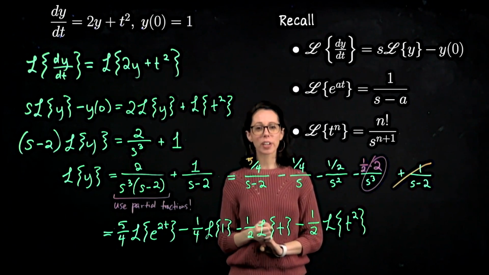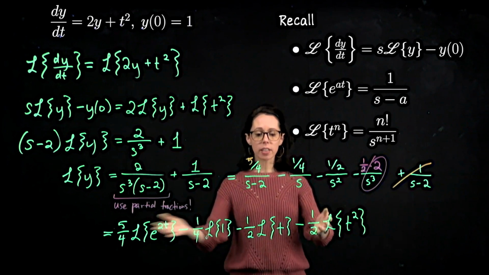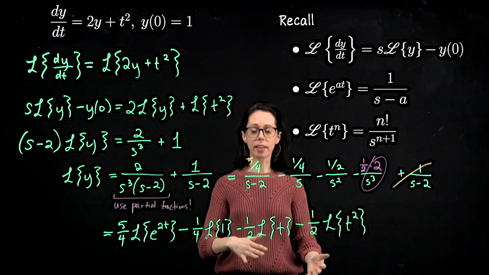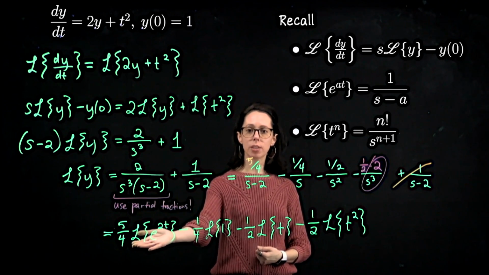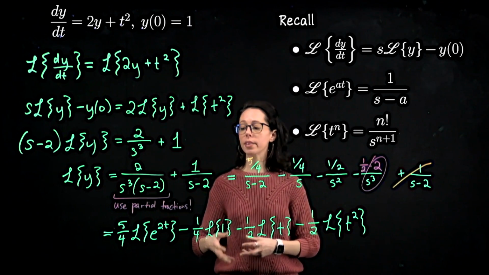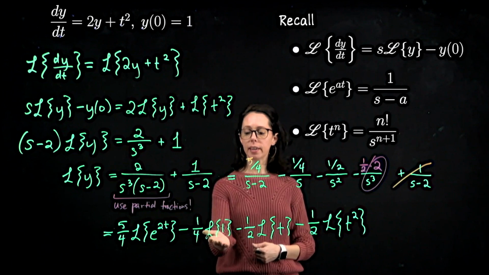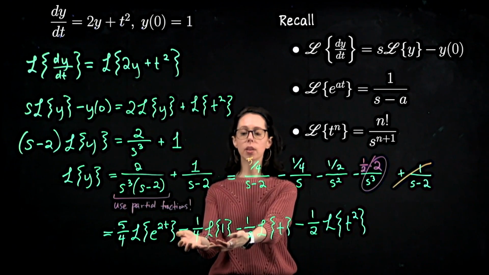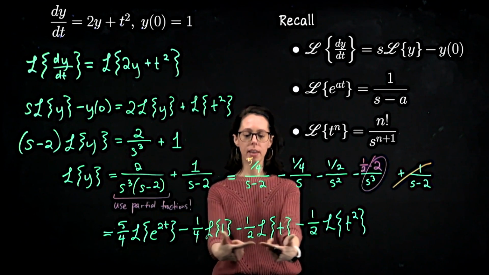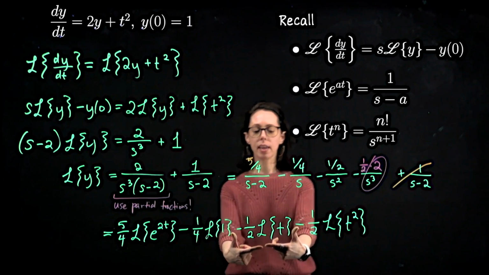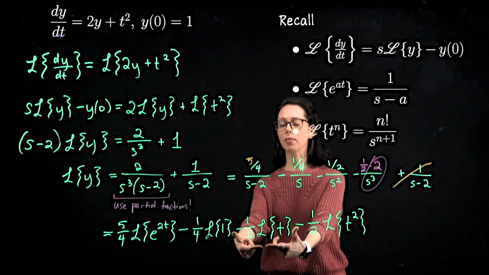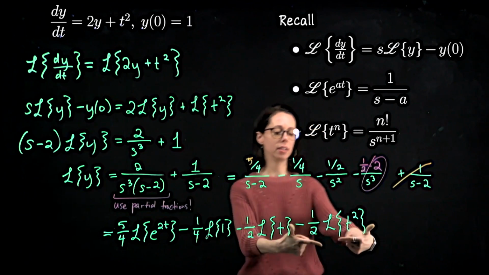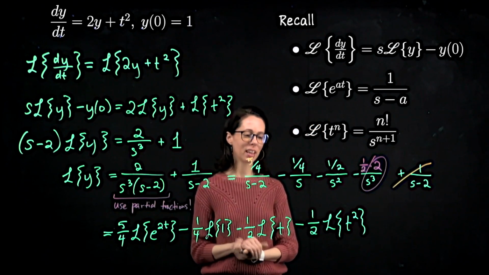All right, Laplace transform is linear. So for each of these expressions, I can now bring the constants inside. This first expression is equivalent to the Laplace transform of 5/4 e to the 2t. Similarly, this whole expression, including the sign, is equivalent to the Laplace transform of negative 1/4. This one is the Laplace transform of negative t over 2, and this one, negative t squared over 2.